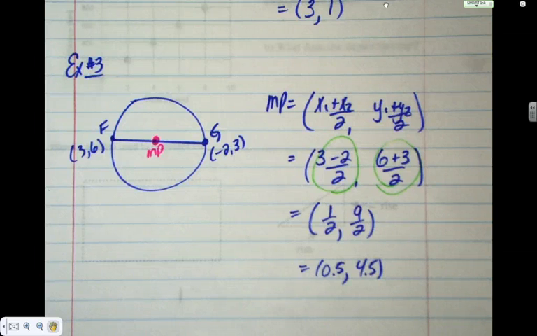Just repeating, how did we know we were using midpoint formula? Why didn't we use distance formula? Because it was a location, not a distance. If it said find the length of something, we would be using distance formula.